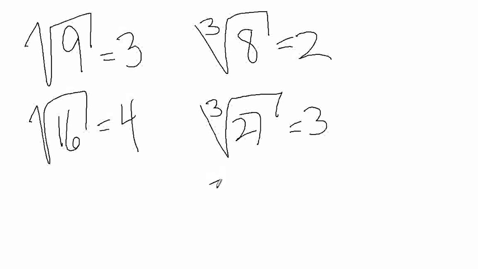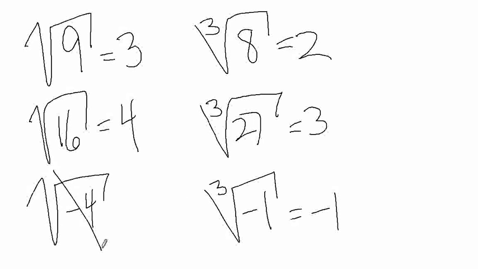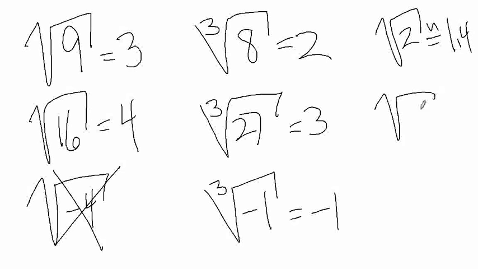Hopefully you also know that you can take the cube root of a negative number, such as -1, but you can't take the square root of a negative number. All right? Now, you should also know that not every root has a simple answer. For example, the square root of 2 is an infinitely long decimal. It's approximately equal to 1.4. The square root of 3 is an infinitely long decimal, approximately equal to 1.7. Okay?